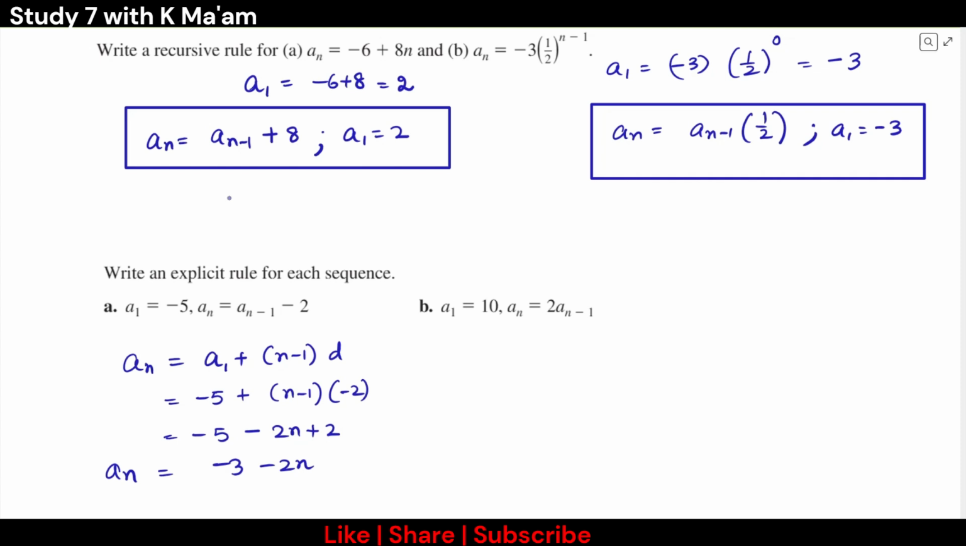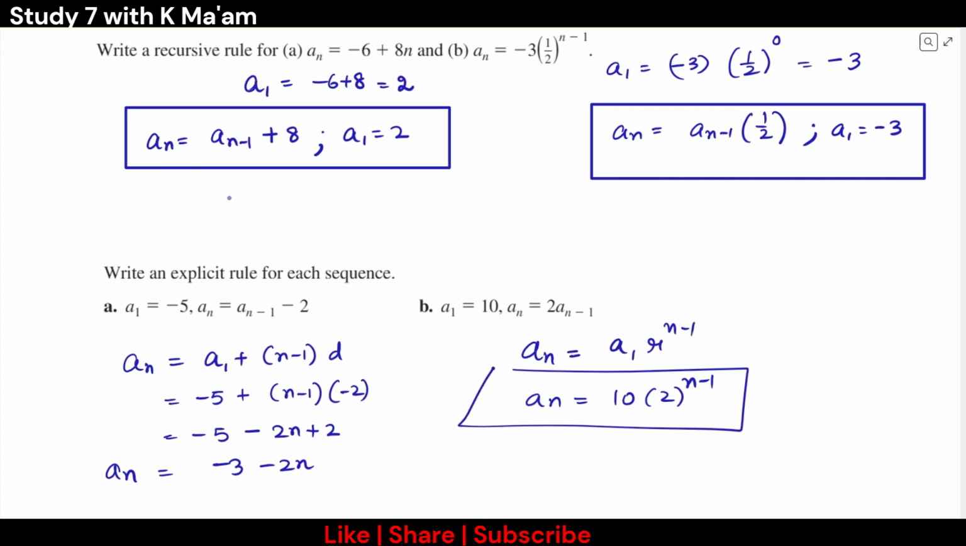Next is A1, which is provided as 10. An is 2 times n minus 1. So it is a geometric sequence. The geometric sequence has the explicit form A1 r to the power n minus 1. The first term is 10. The common ratio is 2, to the power n minus 1. That is the explicit form.